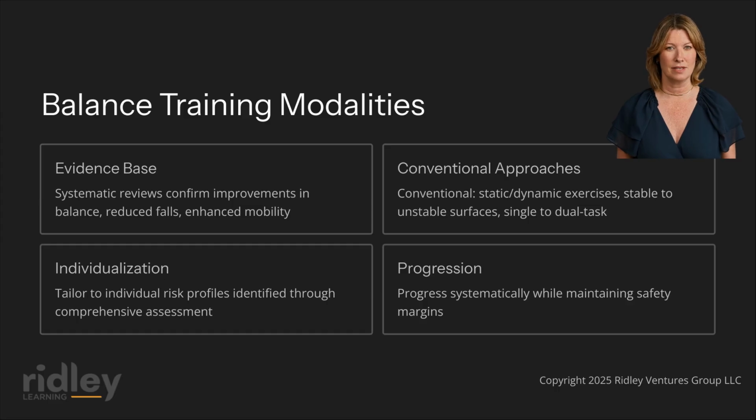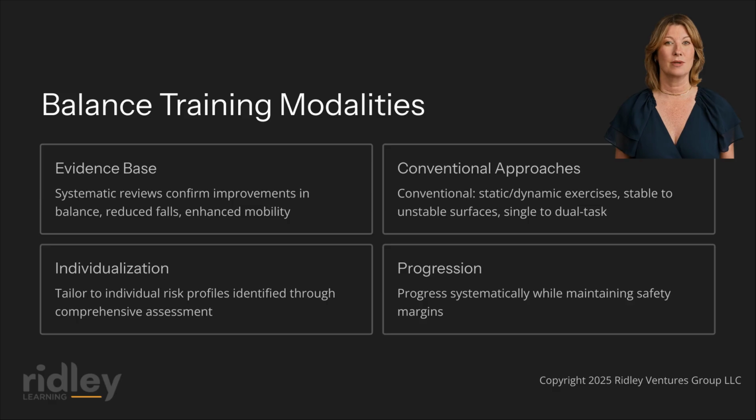Now let us discuss balance training modalities. Balance impairment and postural instability represent hallmark features of Parkinson's disease that substantially contribute to fall risk and functional disability. Physical therapy interventions targeting balance demonstrate consistent efficacy, with systematic reviews and meta-analyses confirming improvements in clinical balance measures, reduced fall rates, and enhanced functional mobility.